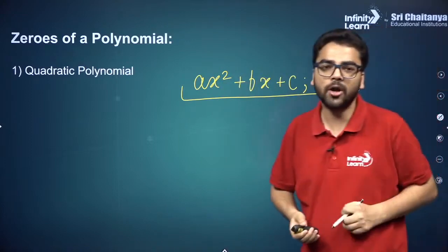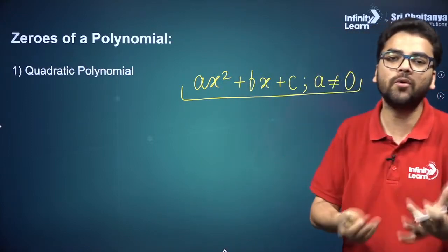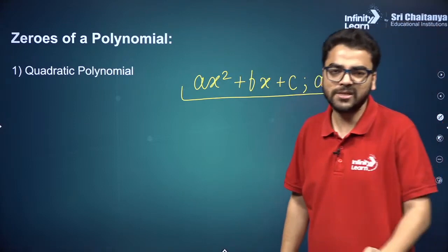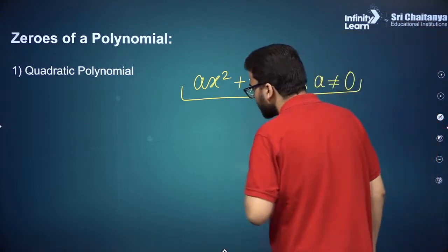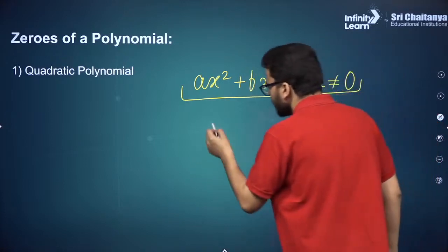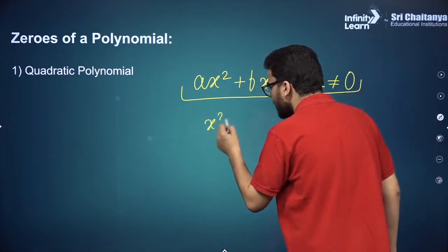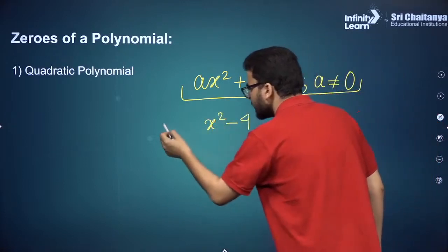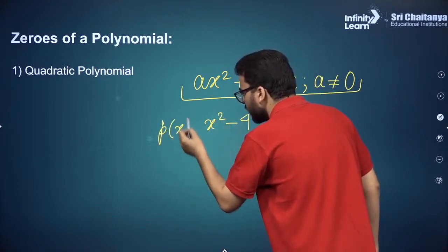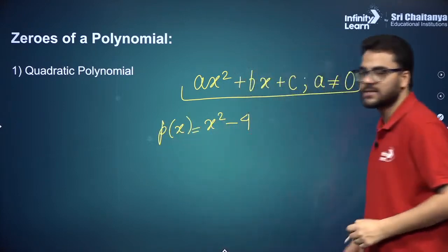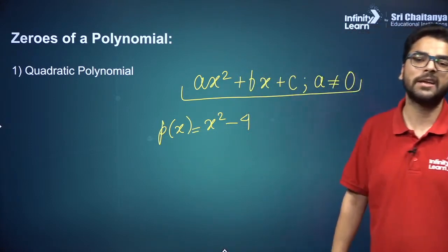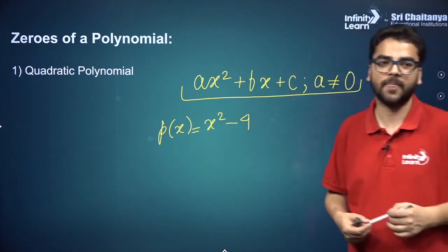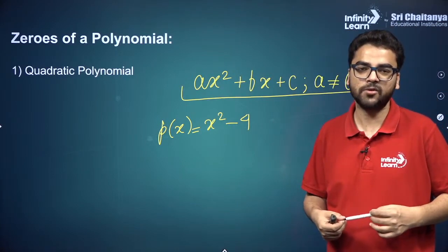A quadratic polynomial can have at most 2 real zeros. For example, I'll take a simple quadratic polynomial, x square minus 4. Can you find its zeros, guys? Tell me. P of x is equal to x square minus 4. Can you tell me what are the zeros of this quadratic polynomial? It's a 2-degree polynomial. Can you tell that, guys?